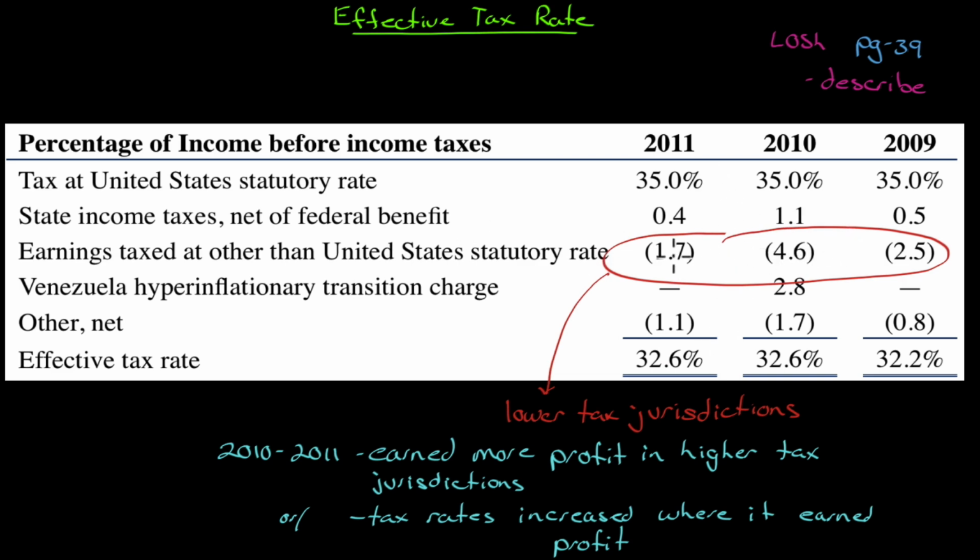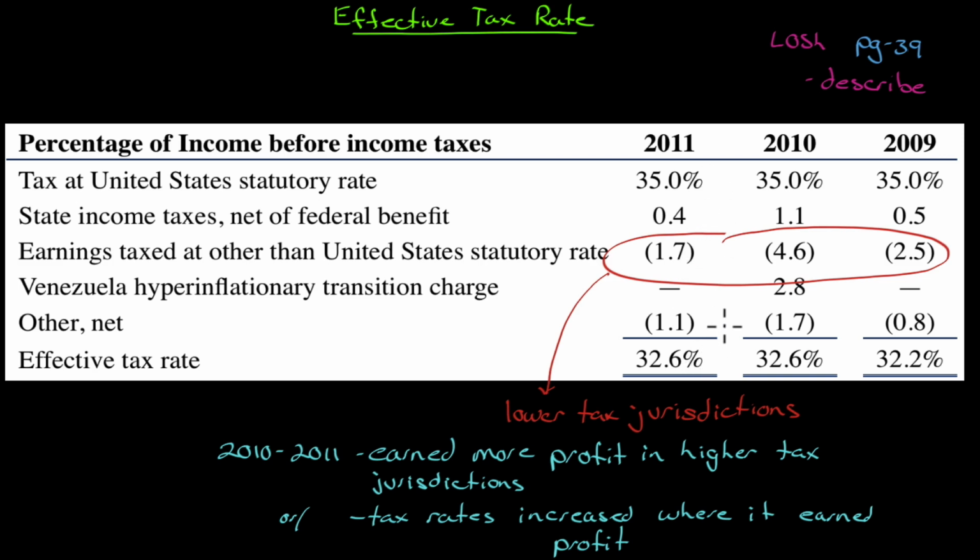So we can see here from 2010 to 2011, look at from 2010 to 2011, earned more profit in higher tax jurisdictions. Why? Because in 2010, we were able to reduce the statutory tax rate by 4.6 percentage points because of foreign operations, but only by 1.7 in 2011. So again, we can see across all years that these are lower tax jurisdictions. The profits that our subsidiaries are making are occurring in lower tax jurisdictions because it's bringing down the statutory tax rate towards the effective tax rate.